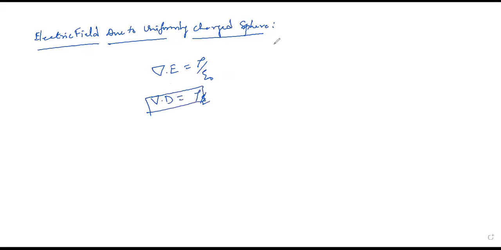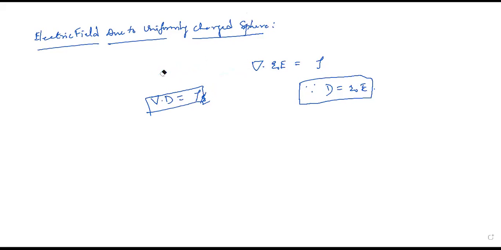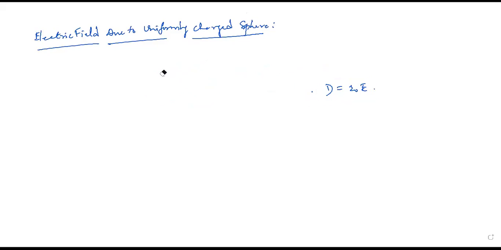This expression can be written as del dot epsilon naught E equal to rho, and if you bring this epsilon naught in, it comes like this. Since we already know that the displacement flux density is defined as D equal to epsilon naught times the electric field intensity E, this is the expression we have taken and already done, right? Now today we are going to see the electric field intensity due to a uniformly charged sphere. This is one of the important applications of Gauss law.